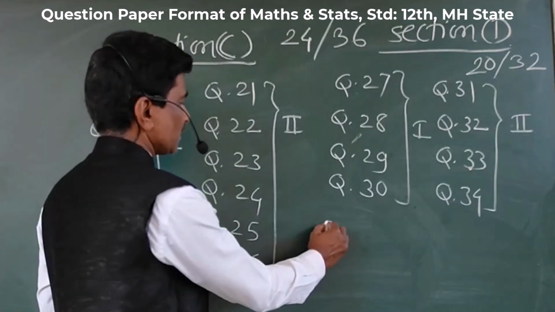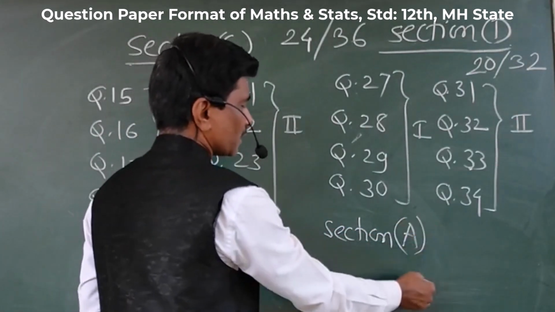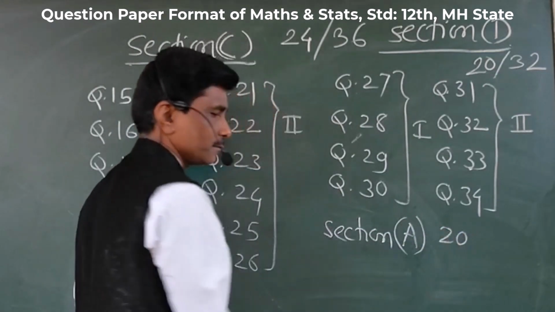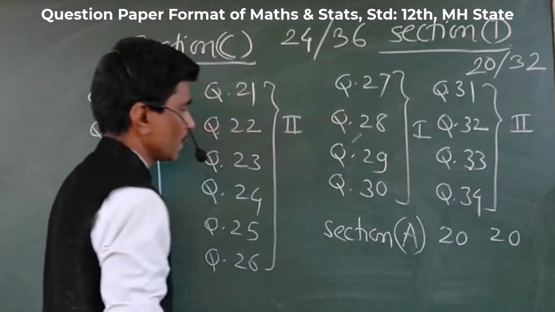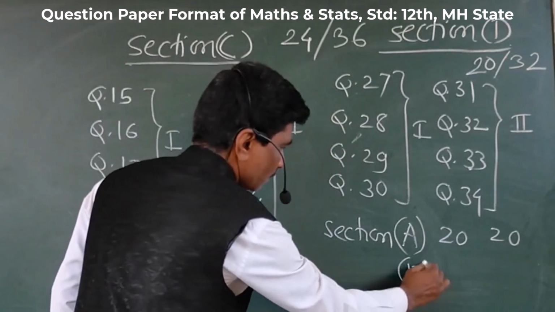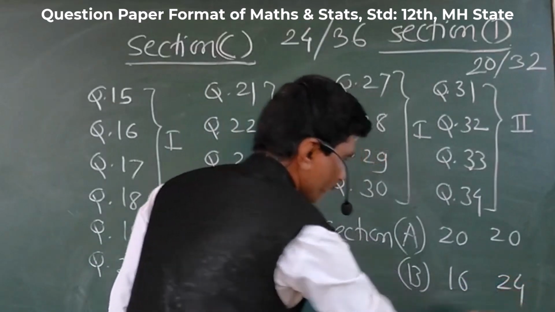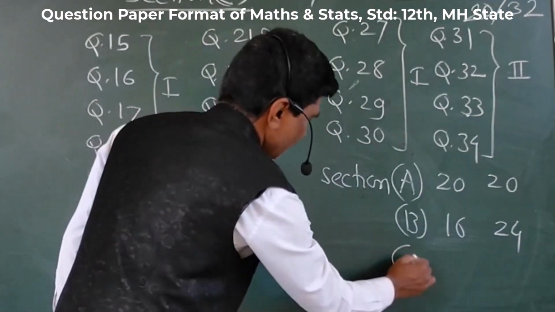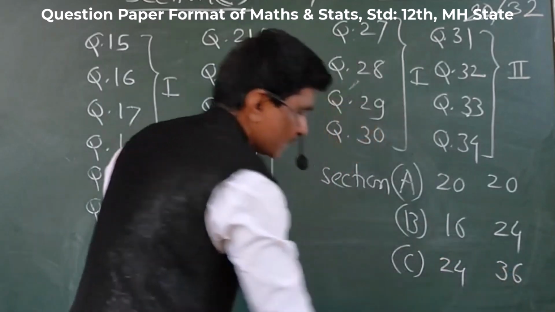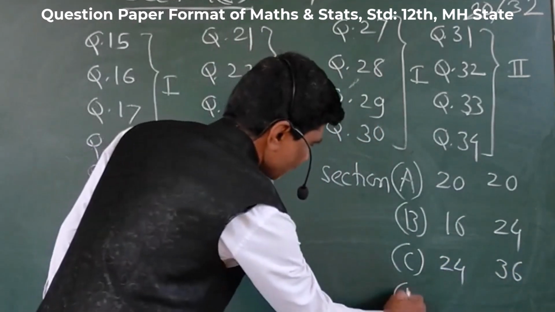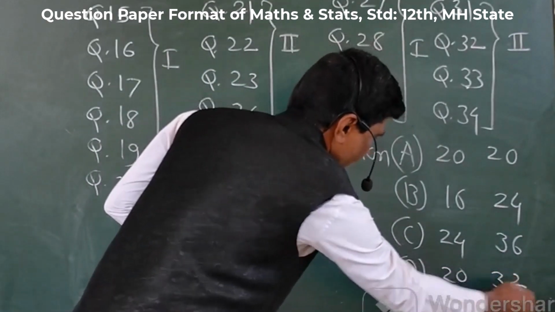Section A, compulsory marks are 20. Option marks are 20 also. Section B, compulsory marks are 16, option are 24. Section C, compulsory are 24 with option 36. Section D, compulsory 20 with option 32.